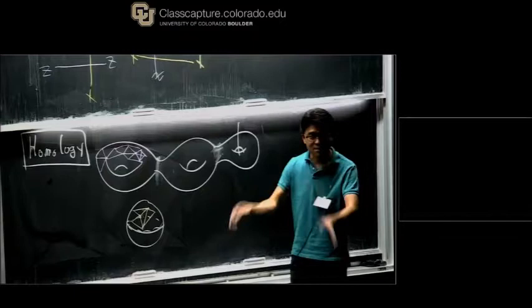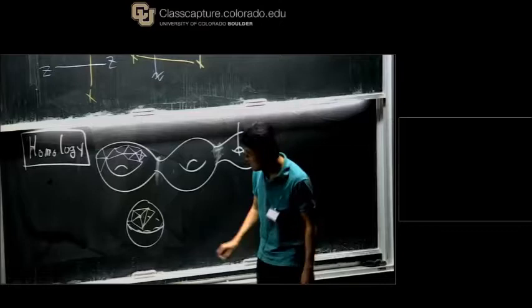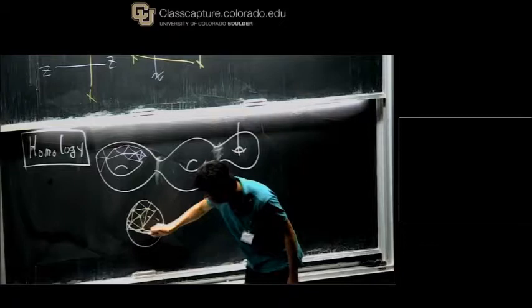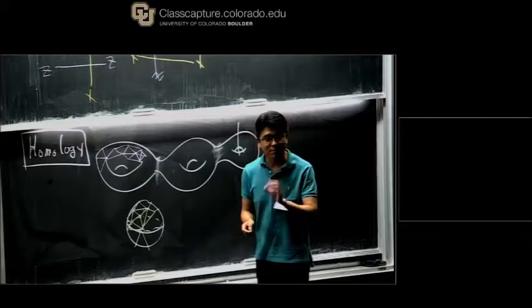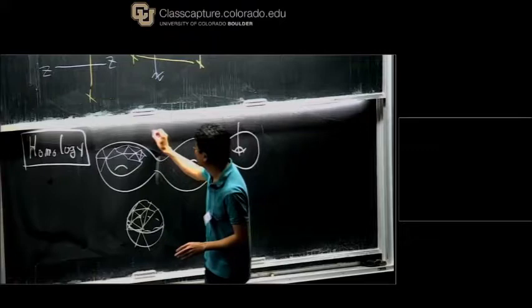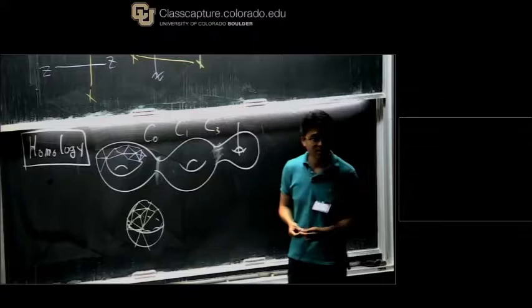I'm not defining triangulation, but let's put that aside. I just resort to your intuitive understanding of triangulation. And then I think of, this is a very non-trivial step in the discussion of homology, I think of three groups generated by vertex, edge, and face.